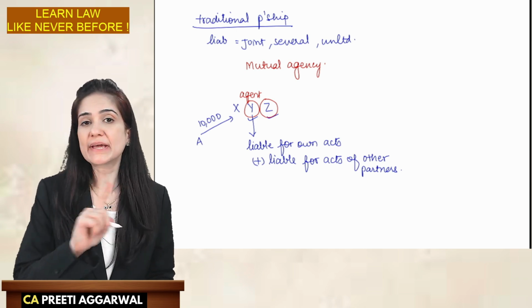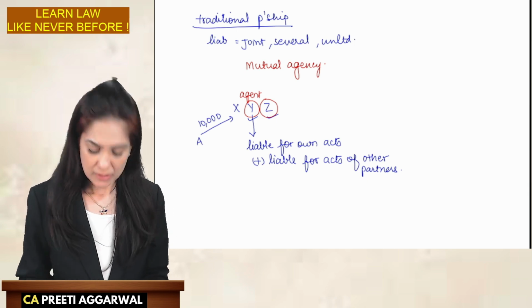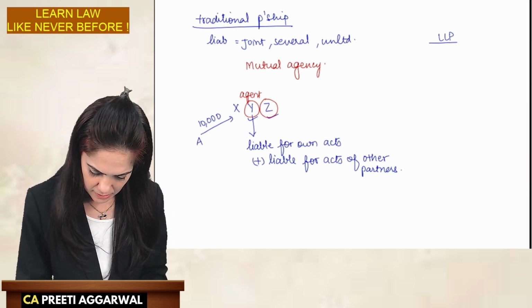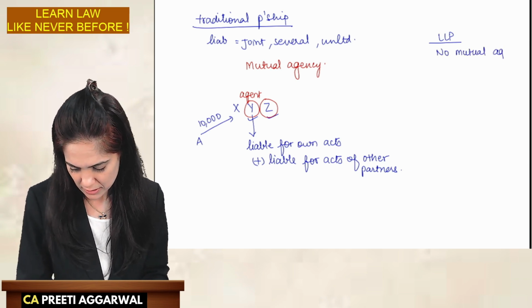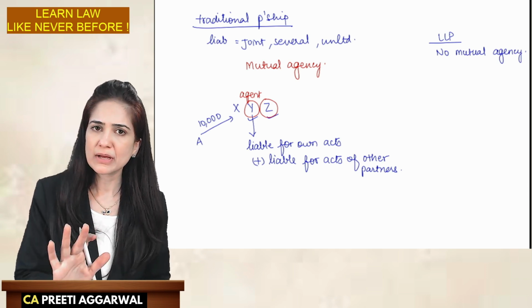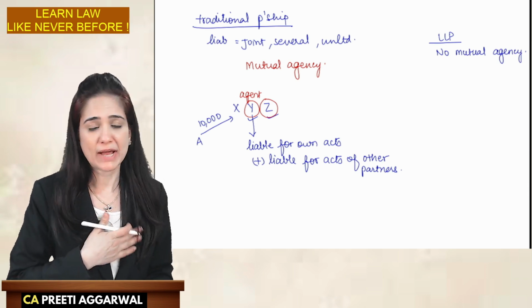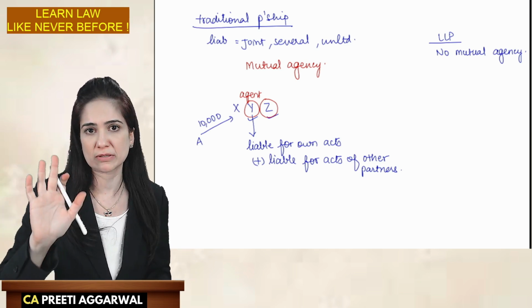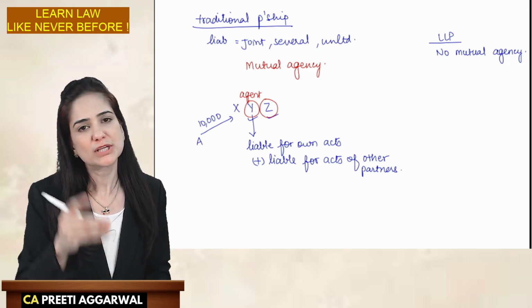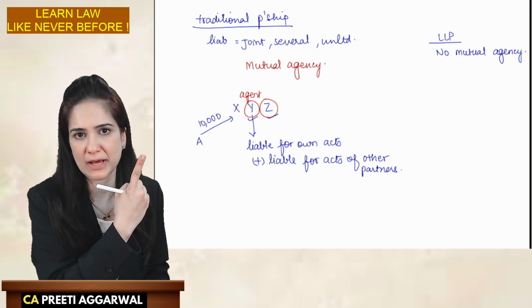But that is not the case of LLP. In LLP, there is no mutual agency. I am liable only for my act. I am not liable for any individual or unauthorized act of the other partners. And what about authorized? See, for authorized act of partner, LLP is liable.